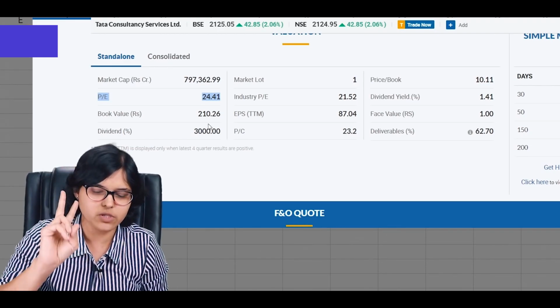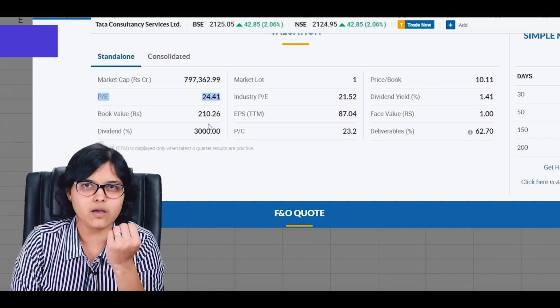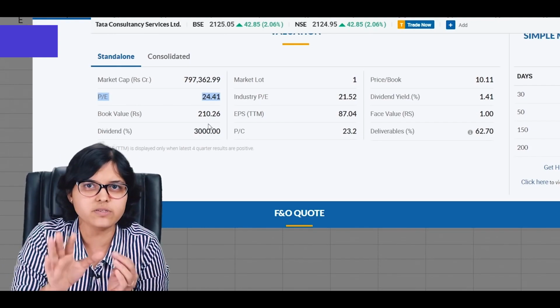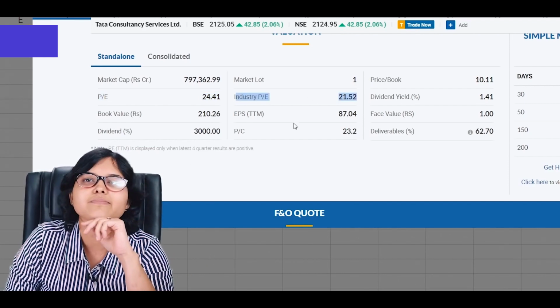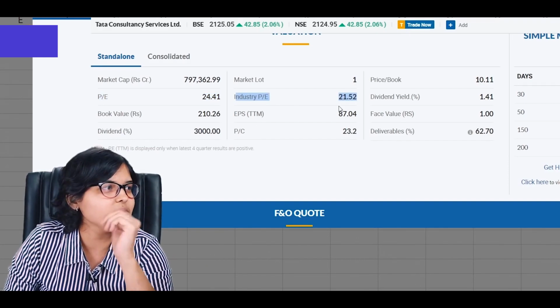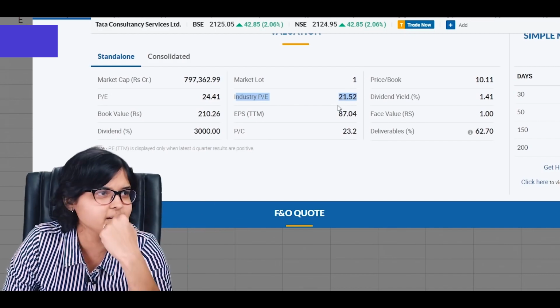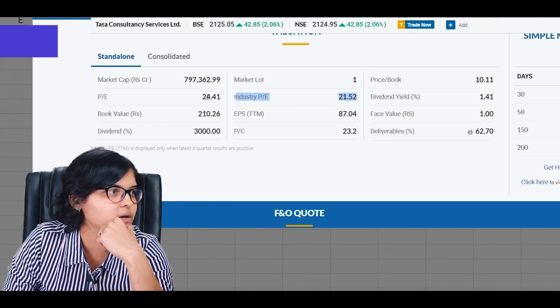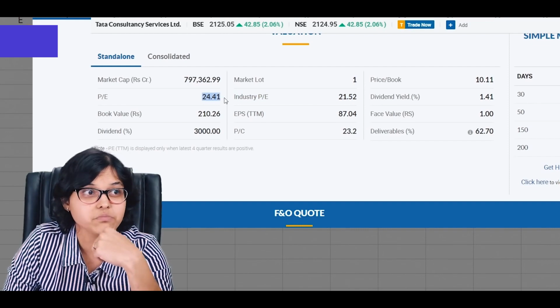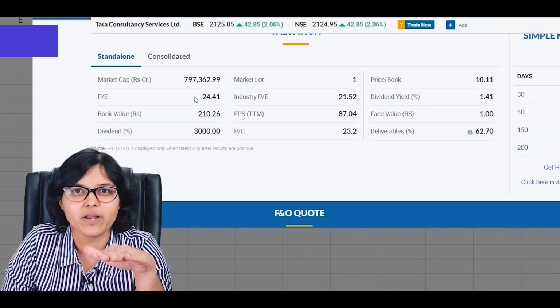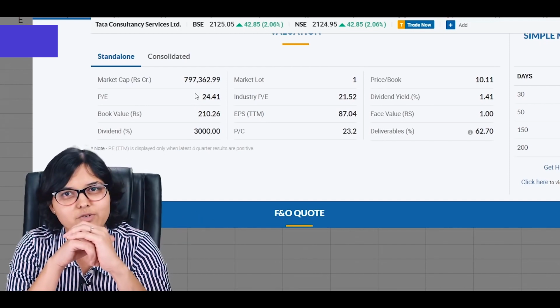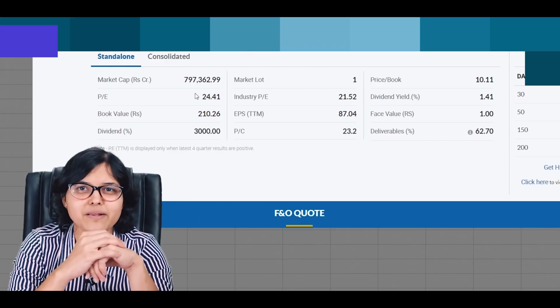So as I mentioned, there could be two types of comparisons. TCS versus Infosys as an example. And second could be, compare this with the industry PE. What is the industry PE for the IT sector right now? It's 21.52. And here TCS is at 24. Still higher than the industry average. Maybe it does enjoy the premium valuations and that's why it is at a higher valuation. I hope you understood the interpretation part pretty well.